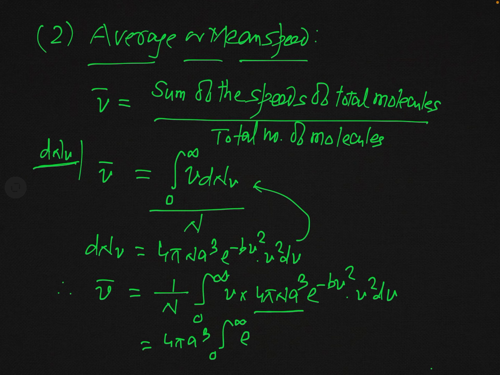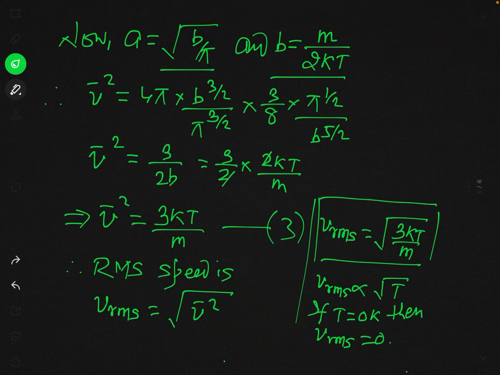Now you can see this is e raised to the power minus bv square, and this v and v square will be v cube now, v cube dv. Again you can see here actually this is a Gaussian integral, and at the place of x there is v, and this v contains the power 3. So at the place of 2n plus 1 there is 3, and so n will be equal to 1. And so you can use the Gaussian integral formula which I have mentioned here.